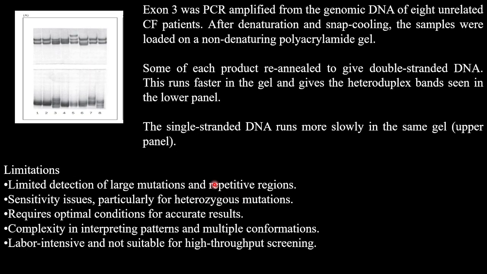For example, if you see here, the single-stranded DNA will run more slowly and you will see that in the upper part, and the double-stranded DNA will run faster. And because it is forming the heteroduplex, you can see patient number 3 and patient number 7 are forming heteroduplexes, because this is the homoduplex and you are getting the heteroduplex portion as well. So you can identify that patient number 3 and 7 are different than the other patients.